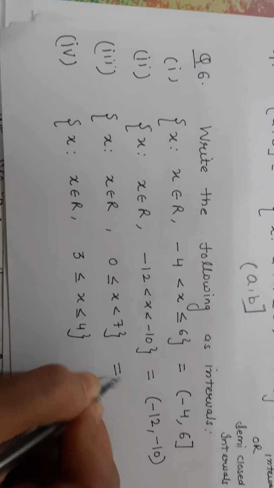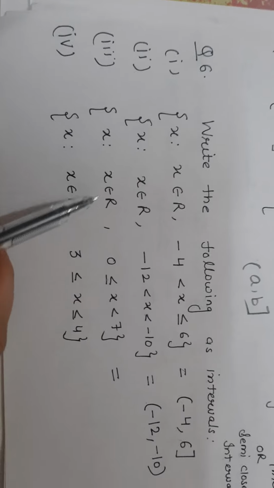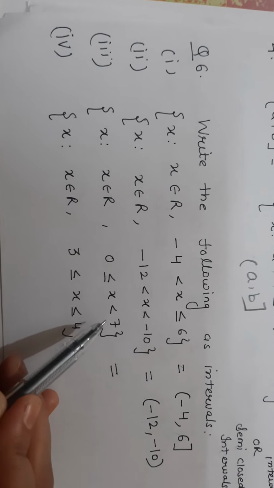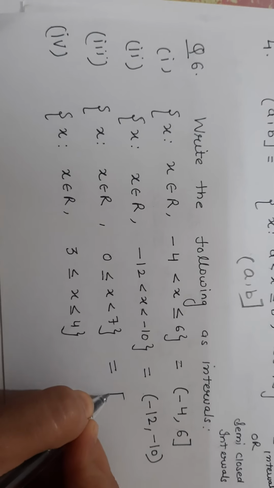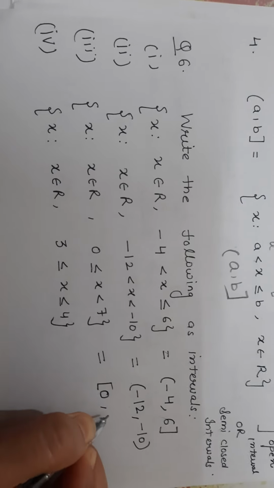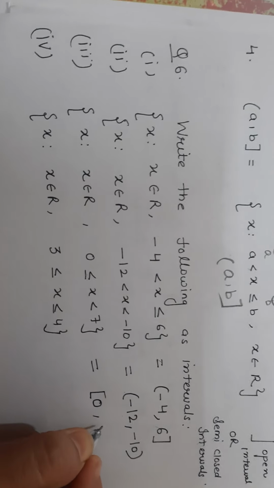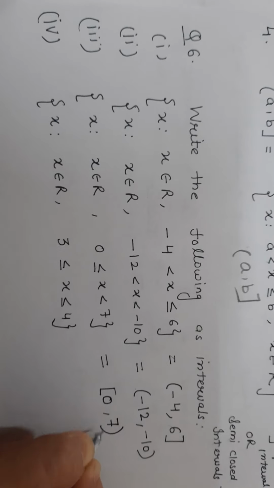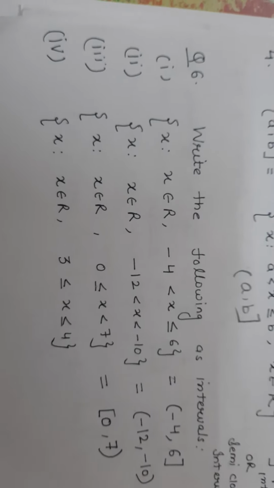Then the third part, set of those x where x belongs to real, x is greater than or equal to 0, less than 7. Here 0 is included, so we'll apply the close bracket at 0, but 7 is excluded or 7 is not included. So I am writing the open bracket at 7. Fourth part you try by yourself.